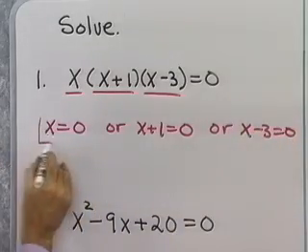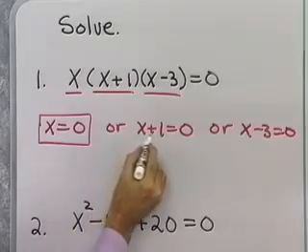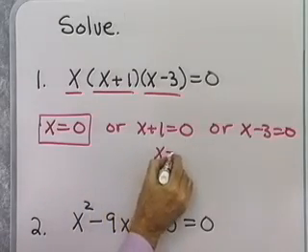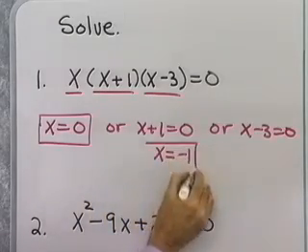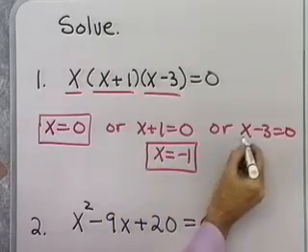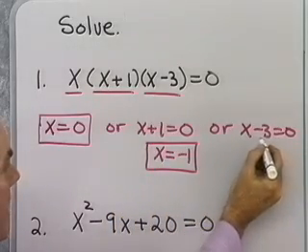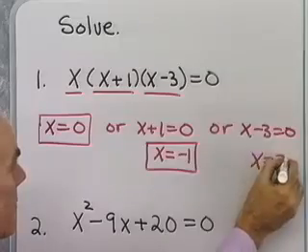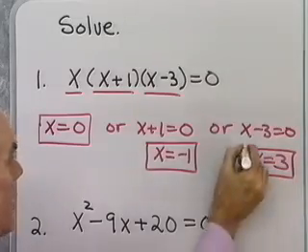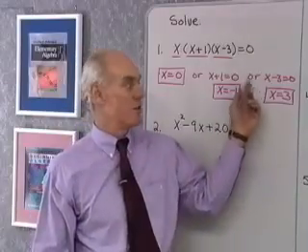So if x is equal to 0, that's one solution. X plus 1 equals 0, I add negative 1 to both sides and get x equal negative 1. X minus 3 is equal to 0, I add 3 to both sides and I get x is equal to 3. So here's three numbers, each of which is a solution to this equation.